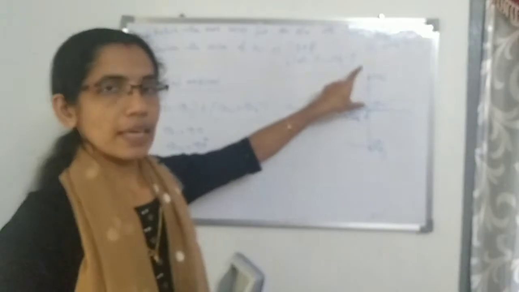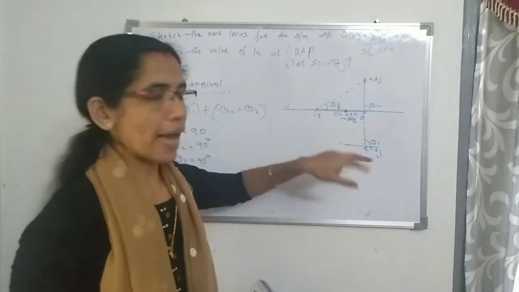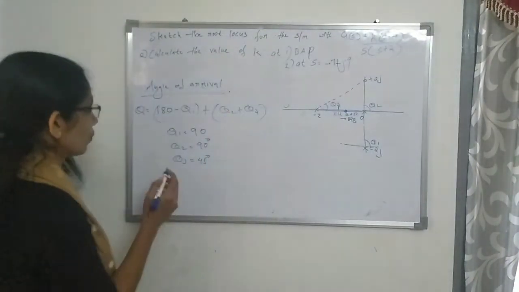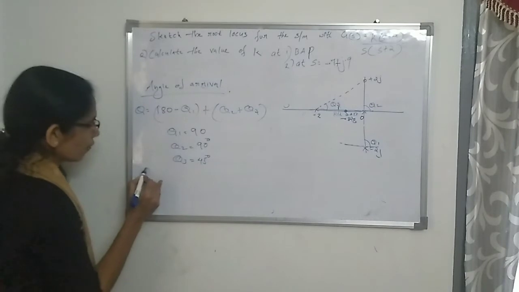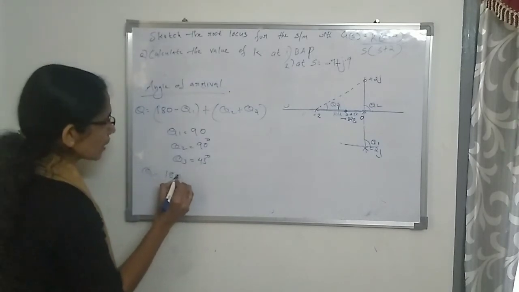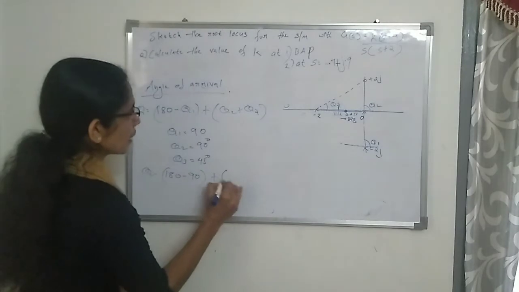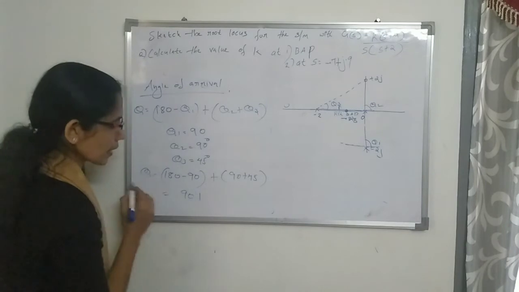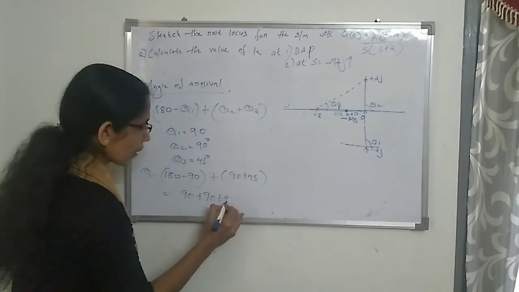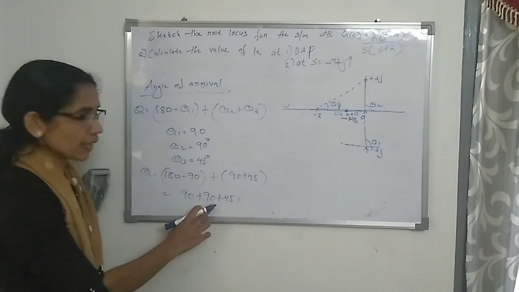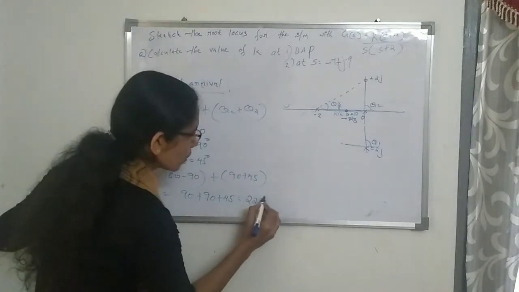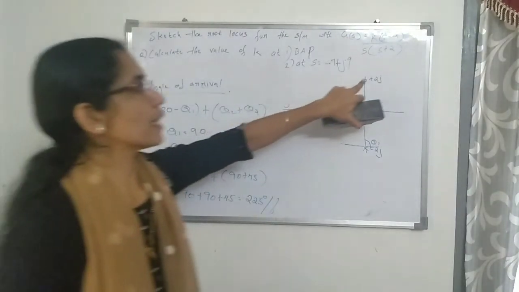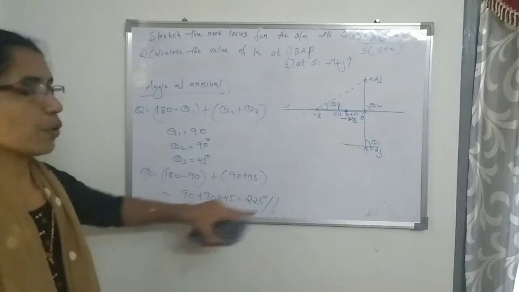Okay, use a protractor to measure the angles. We got theta 1 and theta 2 equal to 90 degree, and theta 3 equal to 45 degree. Therefore, theta is equal to 180 minus 90 plus 90 plus 45. That is 90 plus 90 plus 45. 90 plus 90 is equal to 180. 180 plus 45, that is 225 degree. Okay. Therefore, the angle of arrival at this point is plus 225 degree.